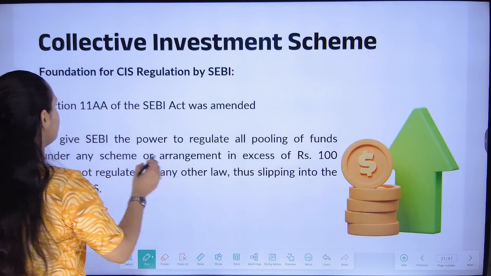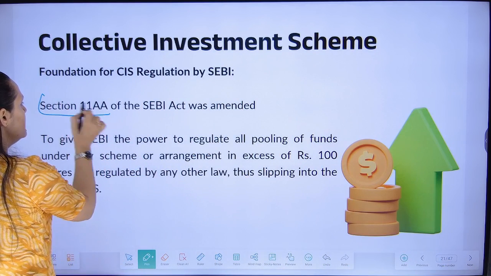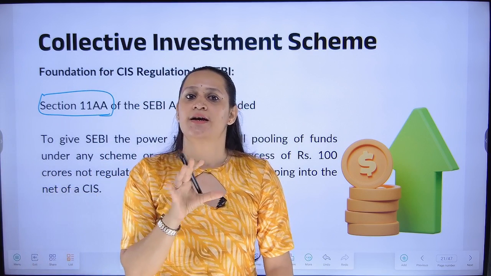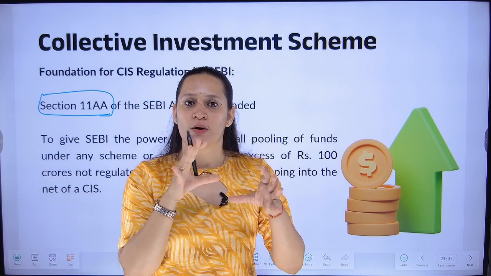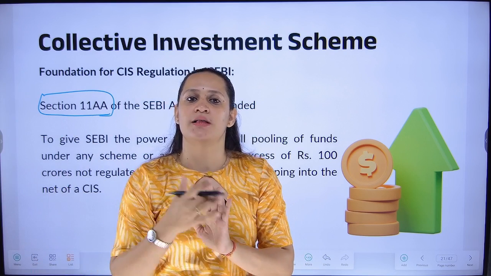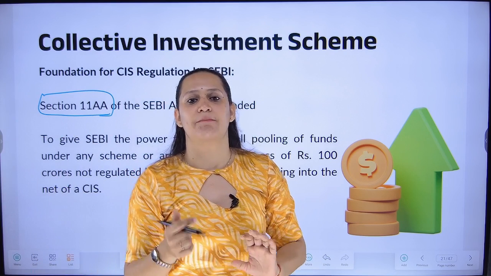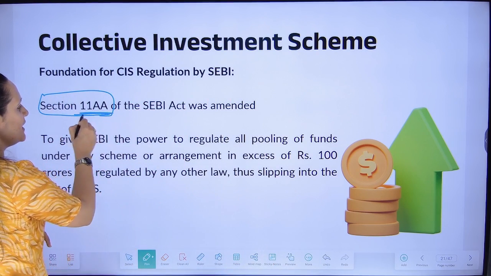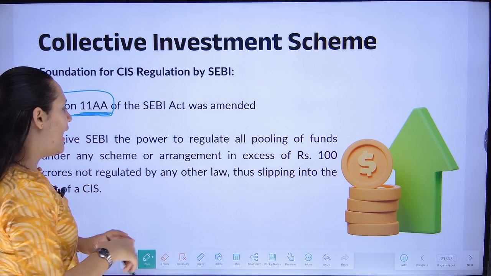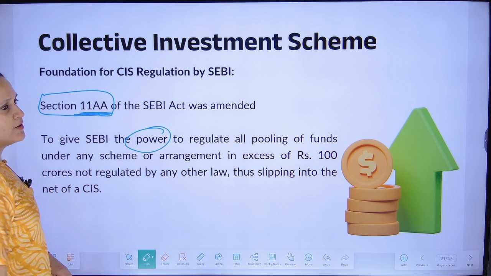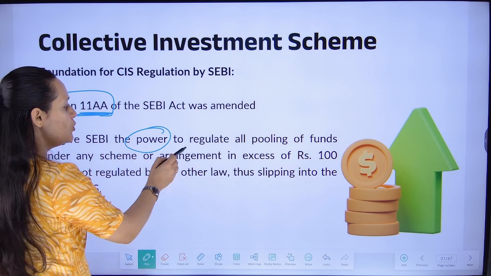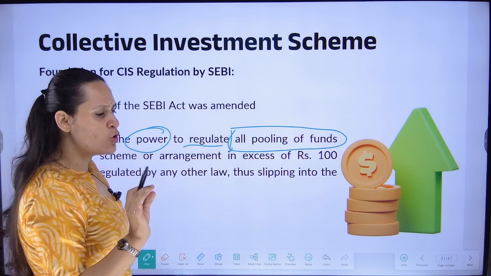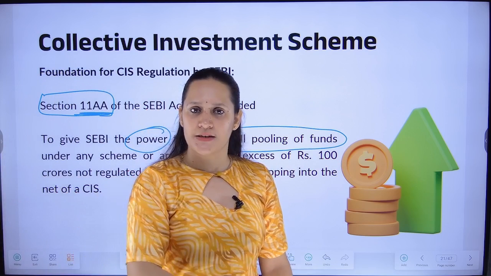Now let us see. Like I told you, SEBI did not have the power to address any random schemes. So to put such random schemes under the ambit of SEBI, we had to make an amendment to the SEBI Act of 1992, and that is when section 11AA was amended, and we gave power to the Securities Exchange Board of India to regulate all pooling of funds. We did not only focus on pooling of funds by listed companies.